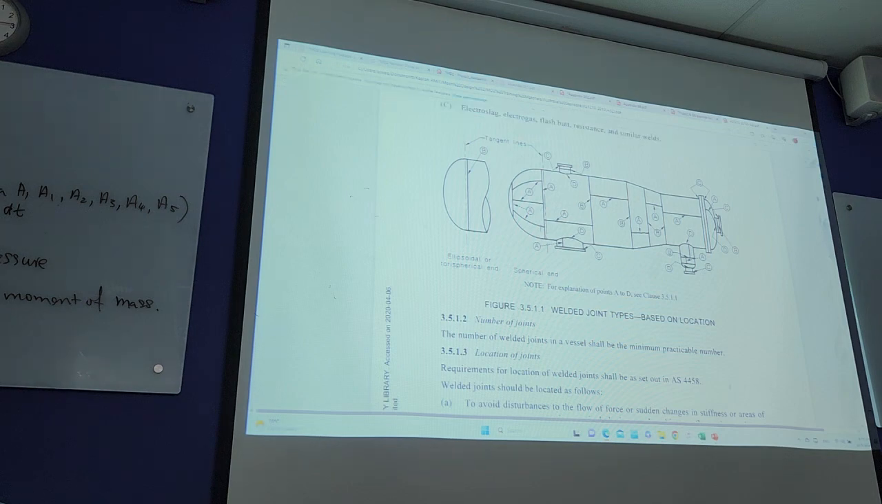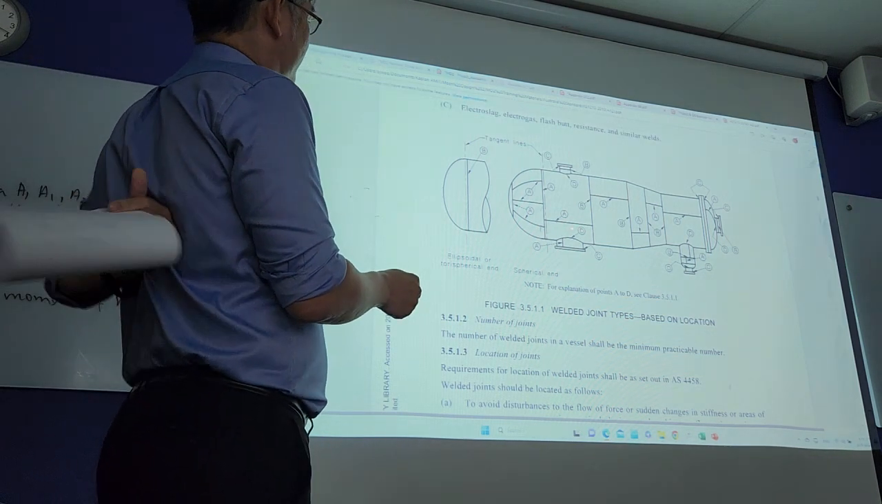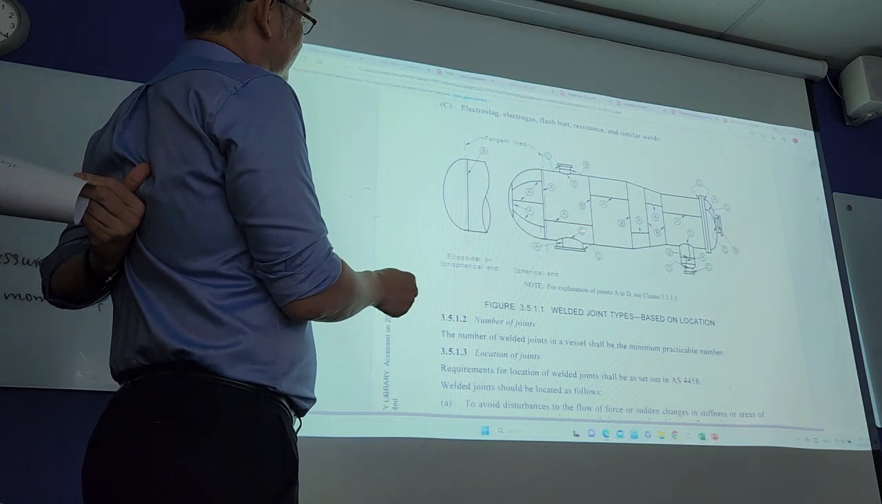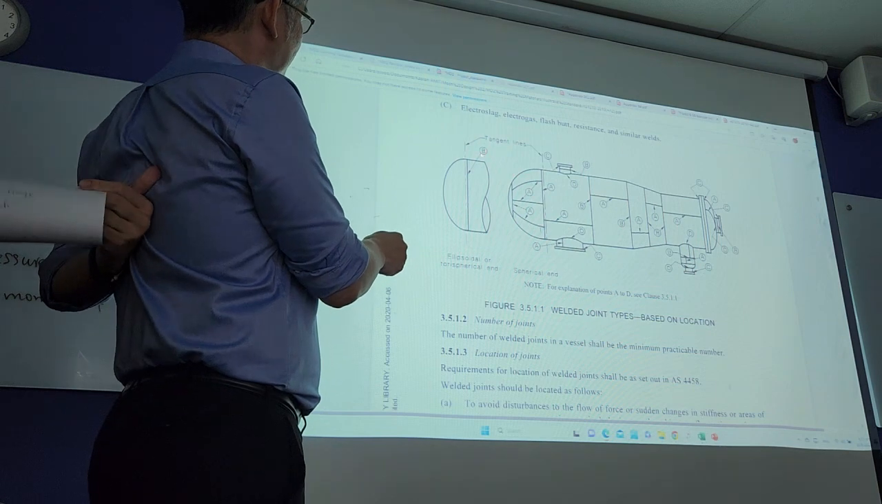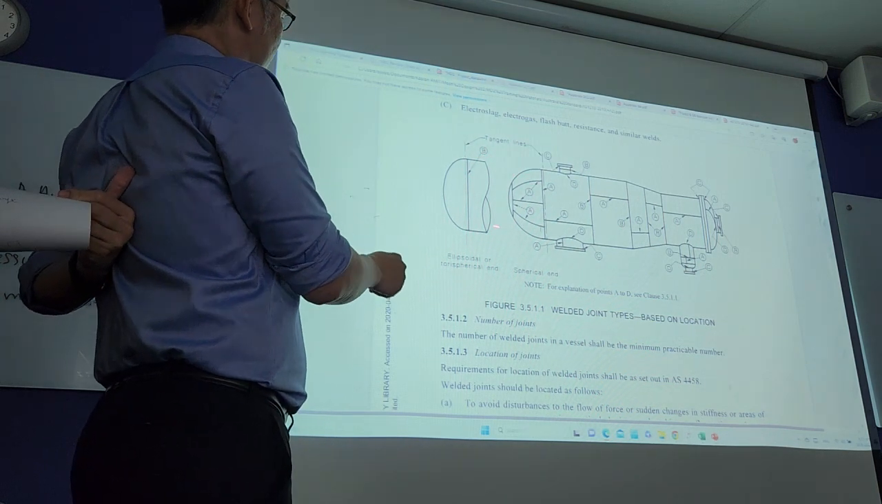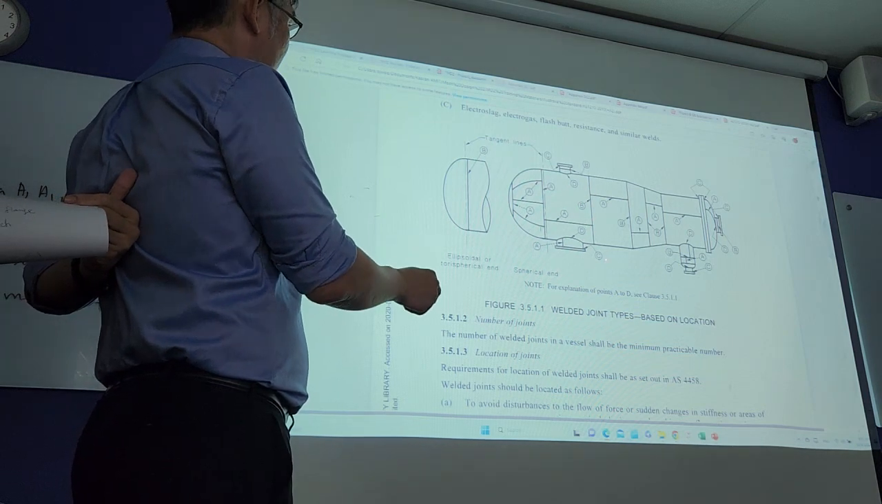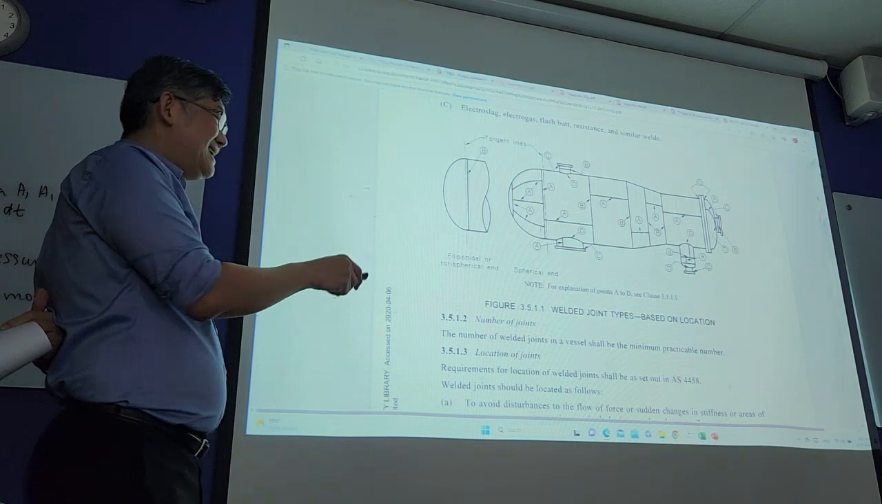Alright, so this is what happened. Type A, longitudinal. Type B, circumferential. Alright, so an example is given here as well. Circumferential. So you have to sketch an example like this and then indicate.